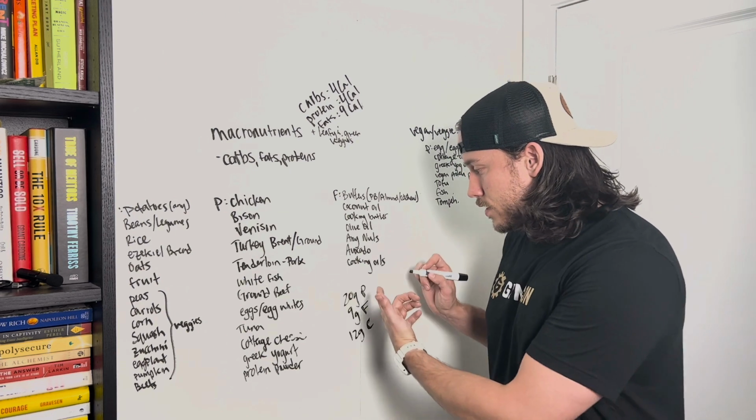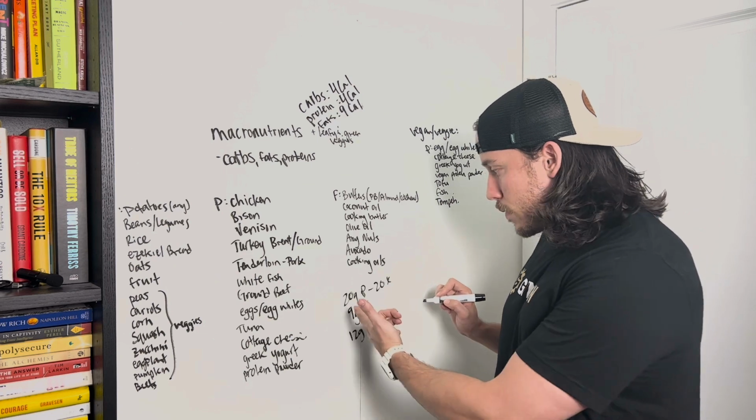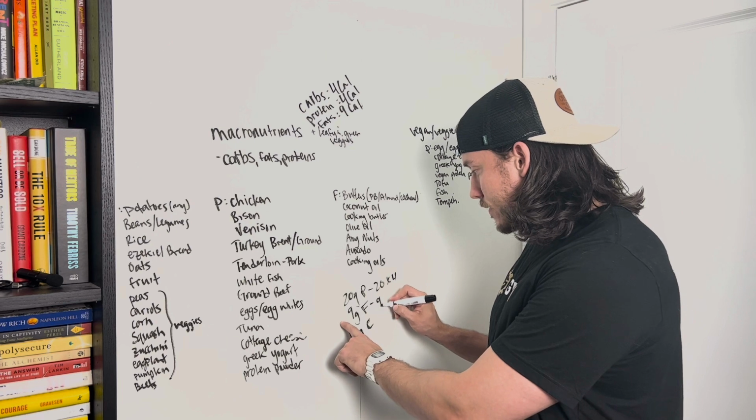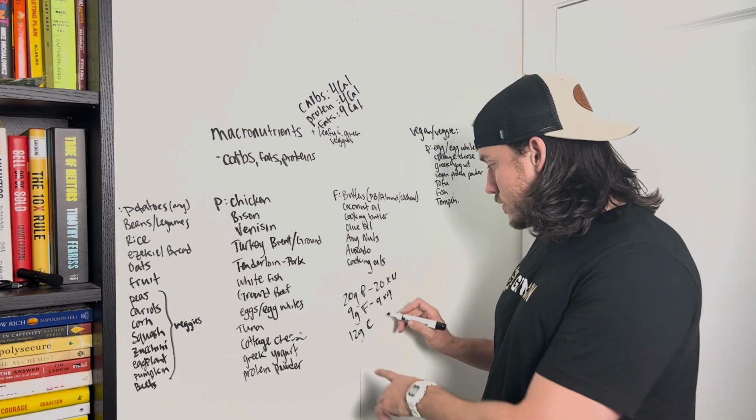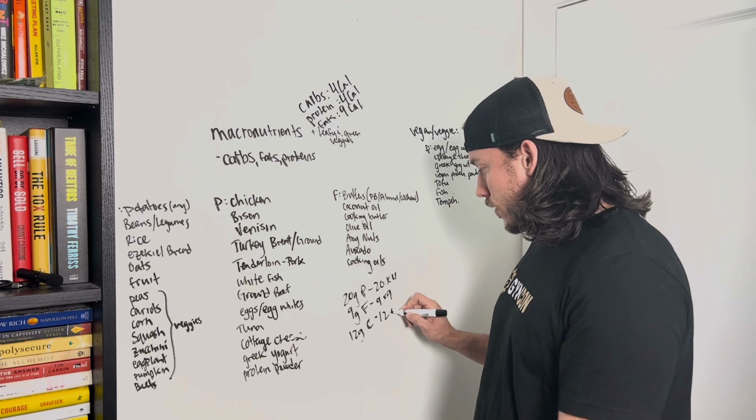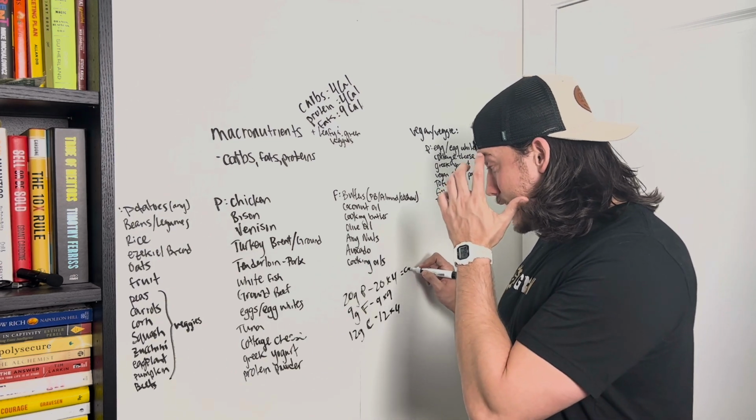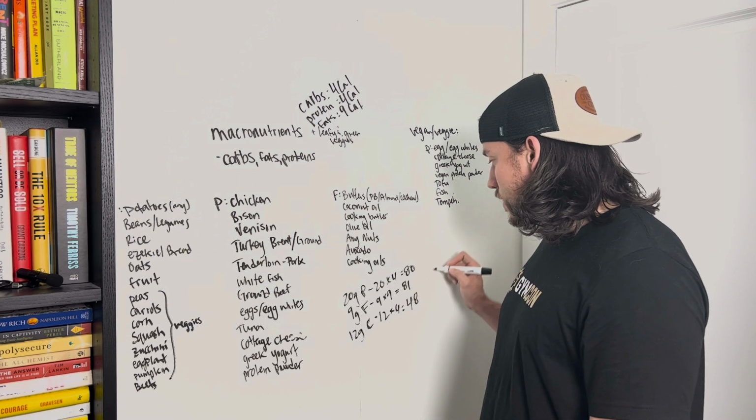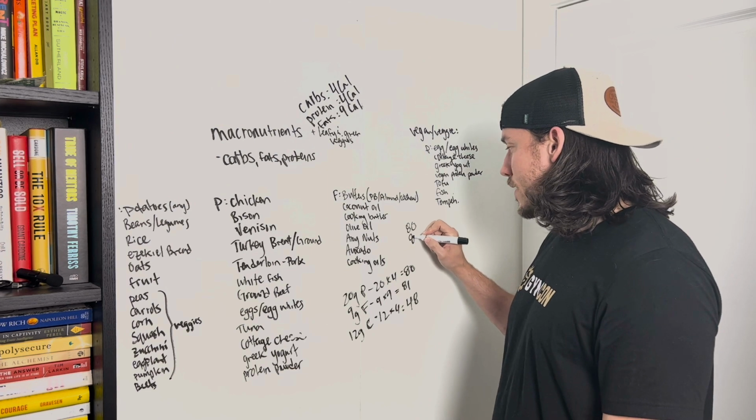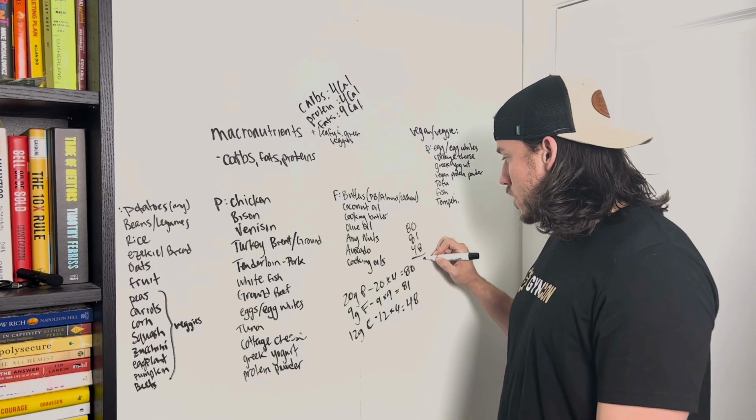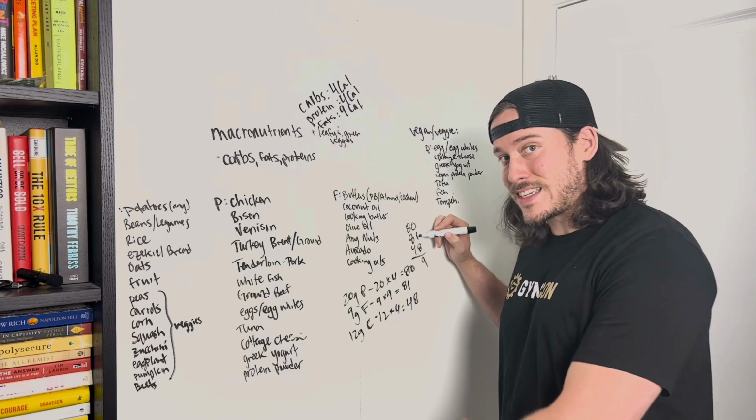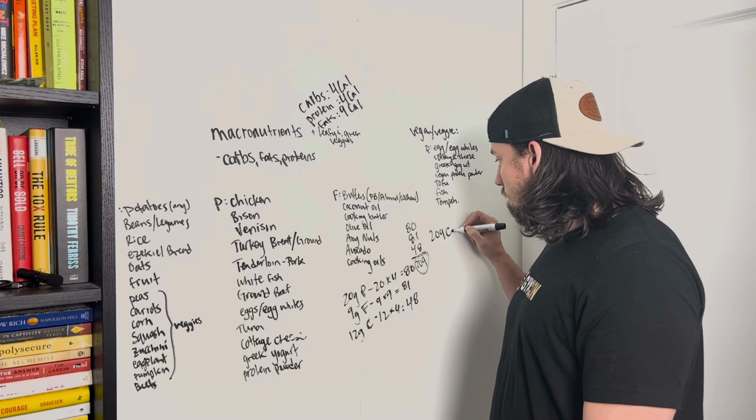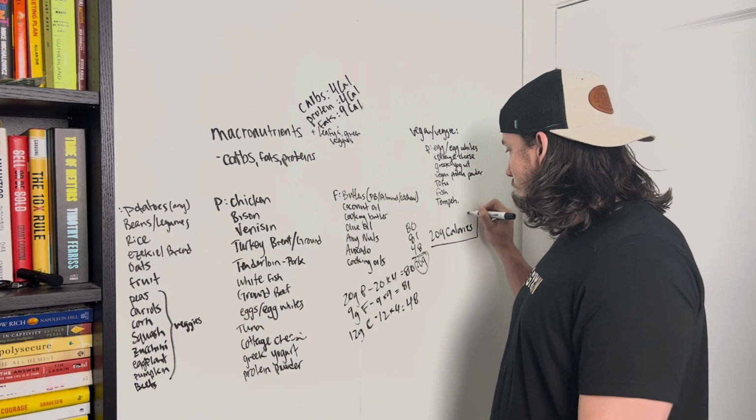Okay, so literally what you're going to do is take the 20 and multiply it by 4. You're going to multiply that 9 by 9, and then multiply that 12 by 4. So 20 times 4 is 80, 9 times 9 is 81, 12 times 4 is 48. So if we go 80 plus 81 plus 48, we're going to get 209 calories for that food.